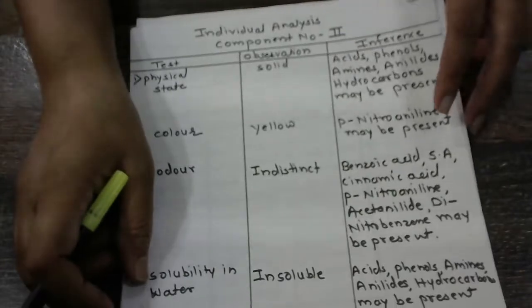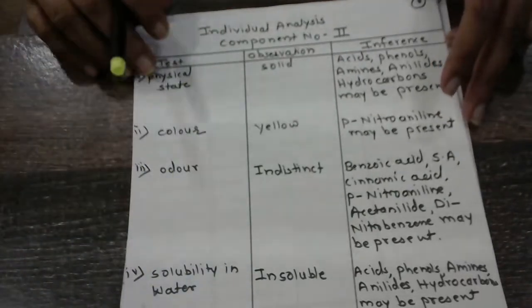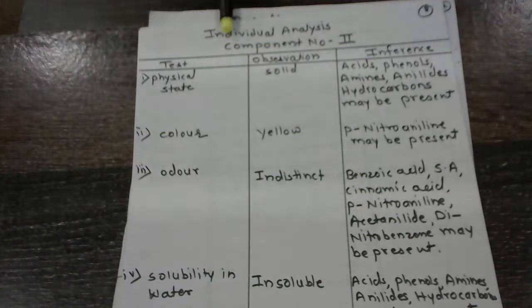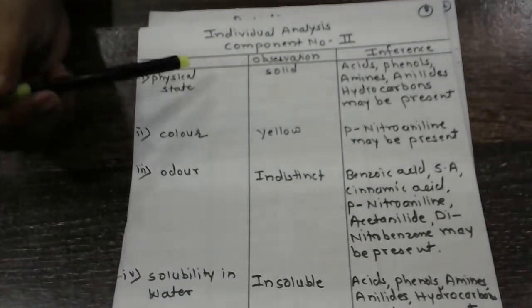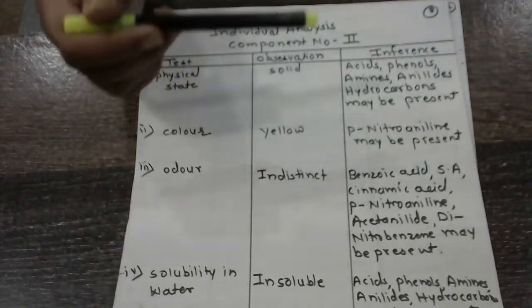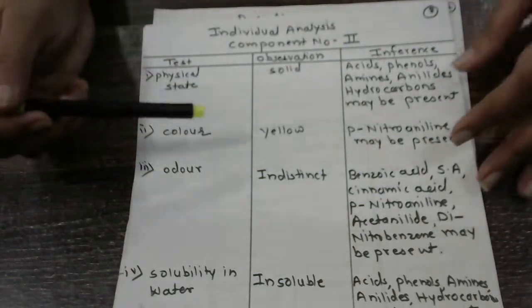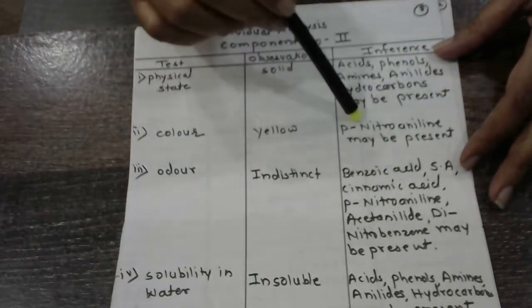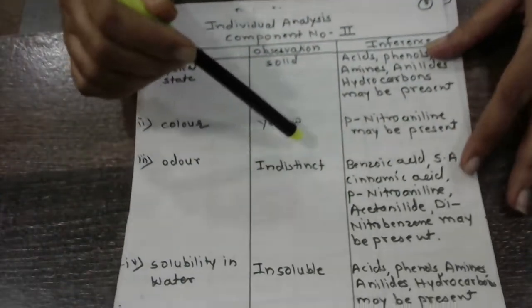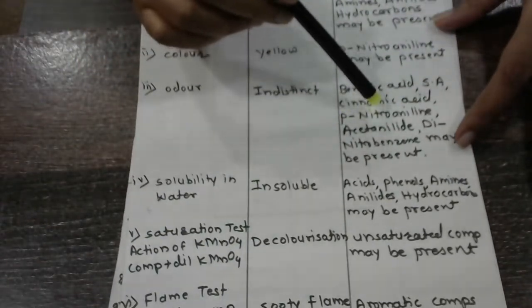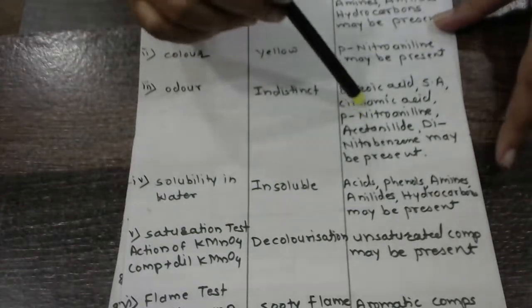Now the next point is individual analysis of the second component, component number 2. For that we first do preliminary observation or preliminary tests, which include physical state, which is solid. All of these may be present: acid, phenol, amine, analytes, hydrocarbons. Then the color of the second component is yellow. Para-nitroaniline may be present. Odor is indistinct. Benzoic acid, salicylic acid, cinnamic acid, para-nitroaniline, dinitrobenzene may be present.